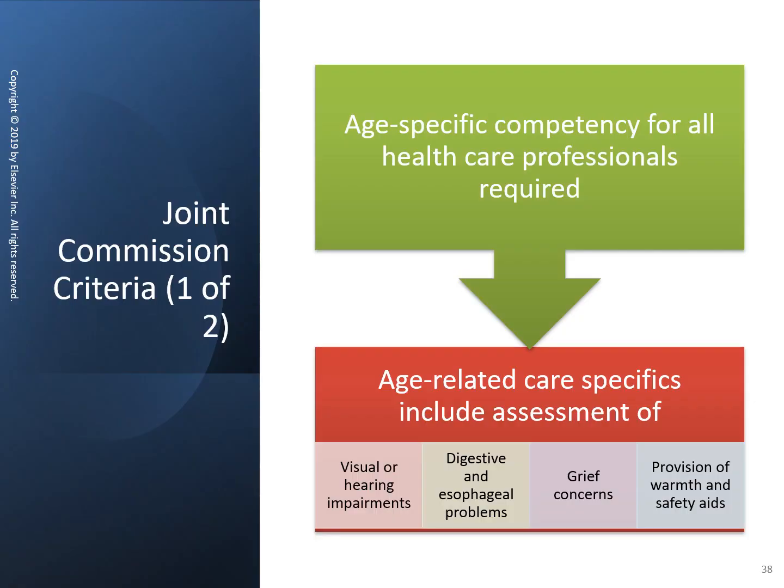Okay. Joint Commission criteria, age-specific competencies, all healthcare professionals need to be evaluated annually to make sure that they are properly informed about geriatric care, including assessment and adaptation for visual or hearing loss or impairment, digestion and esophageal problems, grief counseling and grief concerns, and how to address and deal with a patient who seems depressed or anxious or is going through the stages of grief.